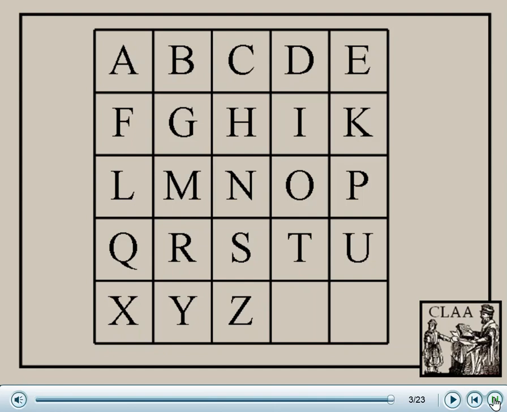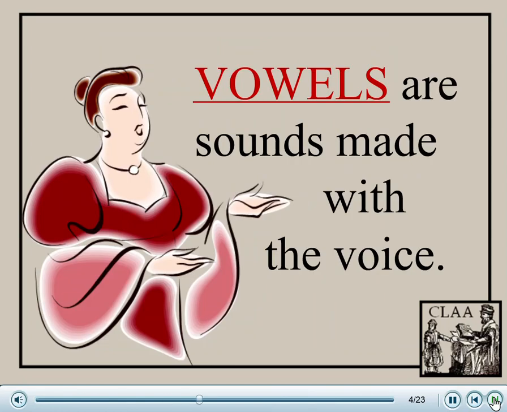Let's go ahead and start learning about the first group of letters called vowels. The first group of letters we're going to learn about are the vowels. Vowels are sounds made with the voice. These are the sounds that we sing with. Sounds like ah, e, and o. Vowels are sounds made with the voice alone.